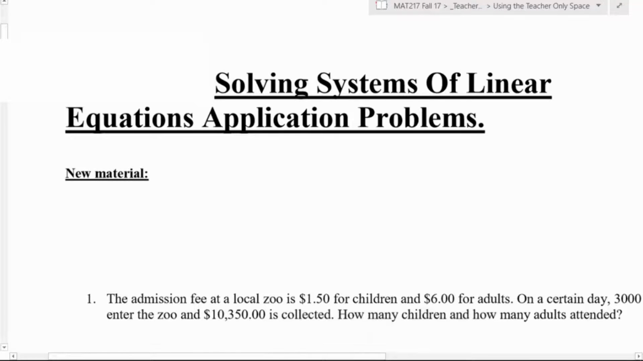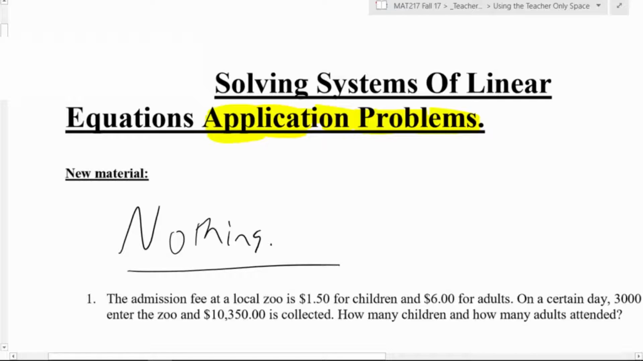Section 3.3, we're going to be focusing on solving systems of linear equations, applications problems. This is everybody's favorite, because application problem is just code word for word problems. And we all know how much we love word problems. Nonetheless, the idea here is, what is the new material? What are you supposed to be learning in here? The answer to that question is nothing. You're supposed to already know everything that's in this section.